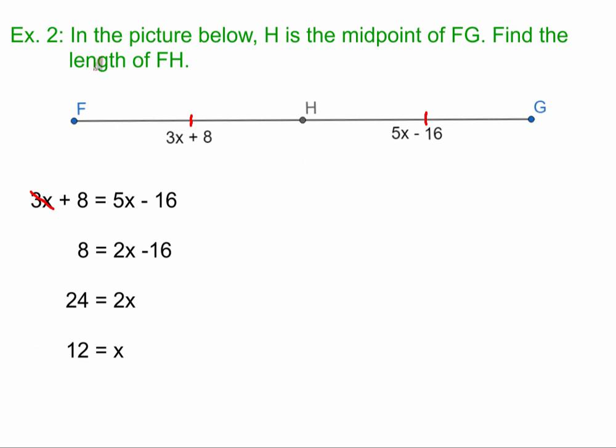But the important thing here is we're not being asked to find x, we're being asked to find the length of FH. So to find the length of FH, I've got to take my x, 12, and plug it back into my equation, 3x plus 8. So instead of x, I plug in 12. So I've got 3 times 12 plus 8. 3 times 12 is 36. 36 plus 8 is 44. So the answer is 44. FH is 44, which means HG is also 44, which means FG, this whole thing, would be 88.